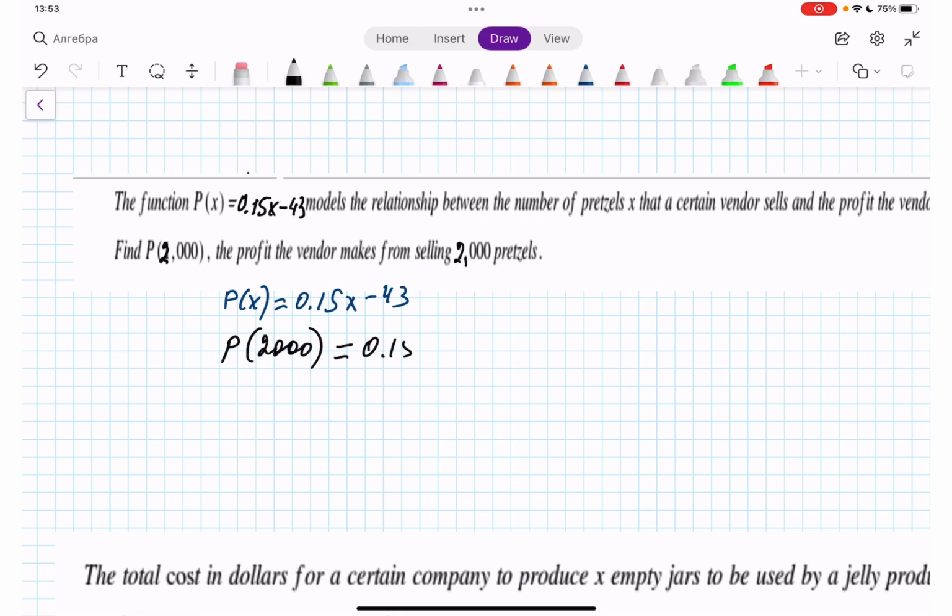So 0.15 times 2000 and minus 43. Okay, so let me see, 2 times 15 is 30. There are 3 zeros attached, and we need to come back by 2 decimal places. So 300. And 300 minus 43: 300 minus 40 is 260, and 260 minus 3 is 257. That's going to be the profit.